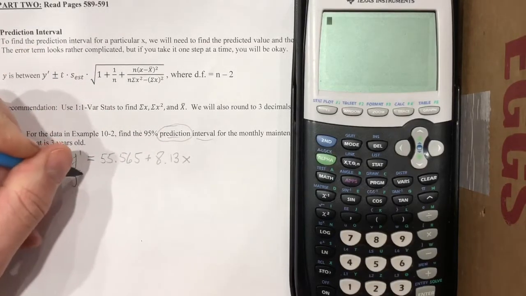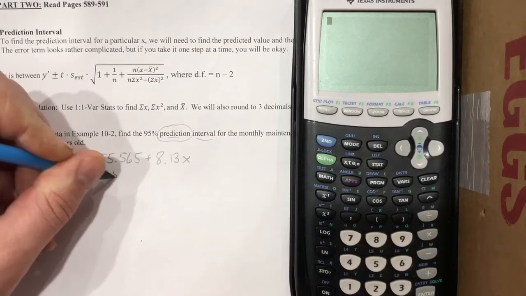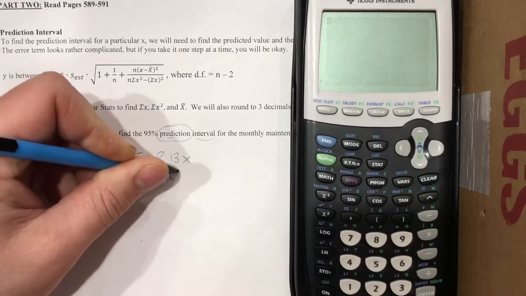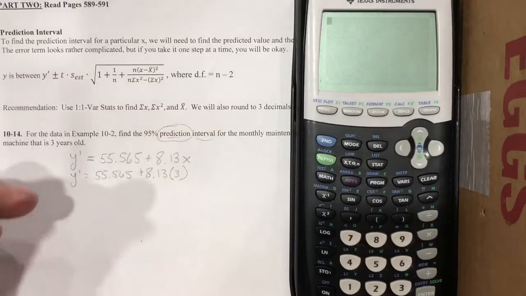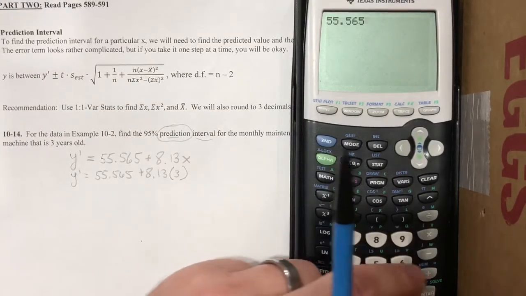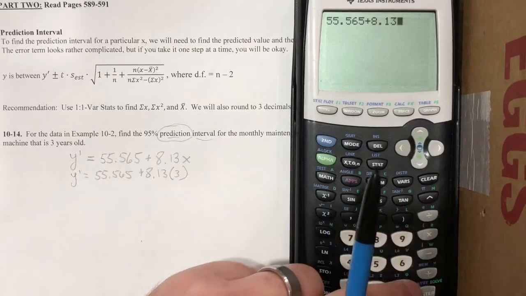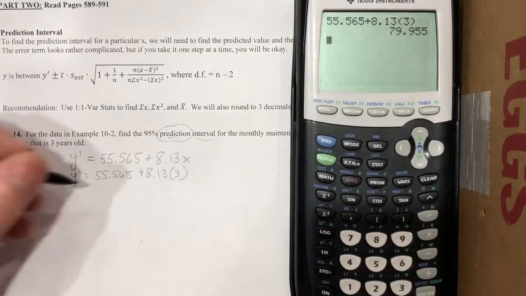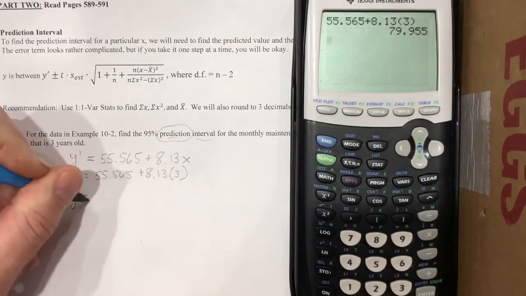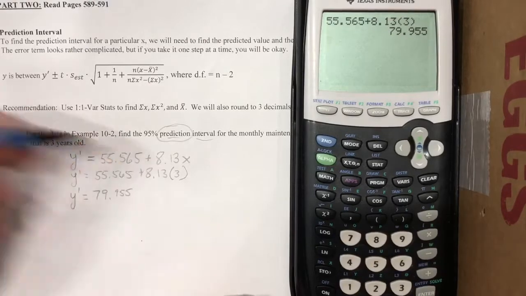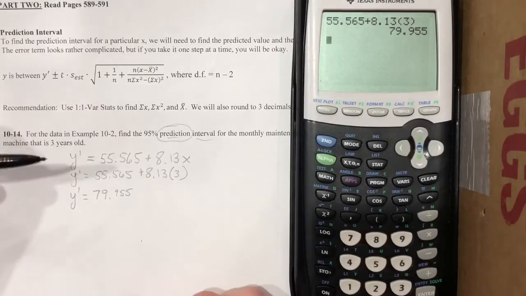If we make that prediction, we have 55.565 plus 8.13 times 3. If we calculate this, that gives us a prediction of approximately 79.955. So in other words, for 3-year-old machines, it'd be about 80 bucks, give or take.